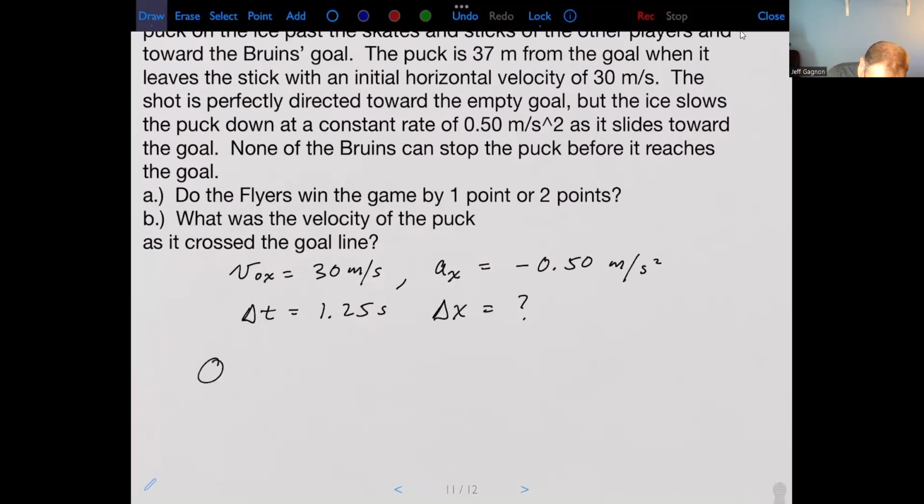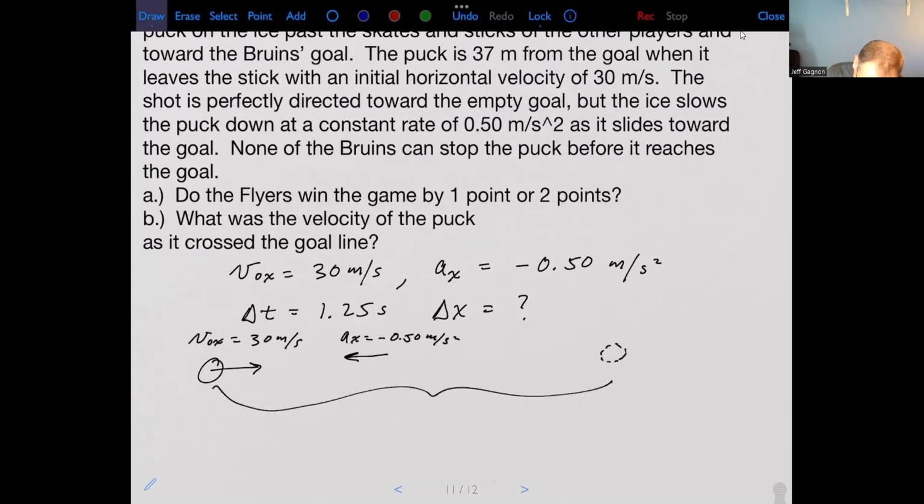So let's say this is my initial velocity of the puck. The acceleration was negative, right? And it's going to be negative 0.50, just due to the puck and its surface, which is the ice, so there's some friction there, so it's slowing it down. We'll definitely talk about friction when we get into Newton's laws. And we want to know how far it travels, so it's going to end up over here somewhere. So we want to figure out this delta x when the time is 1.25 seconds.